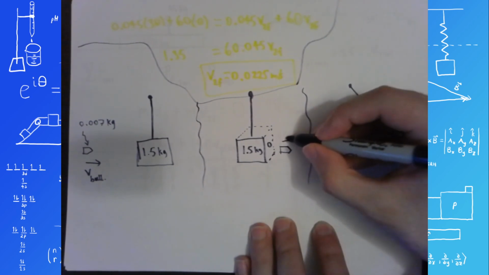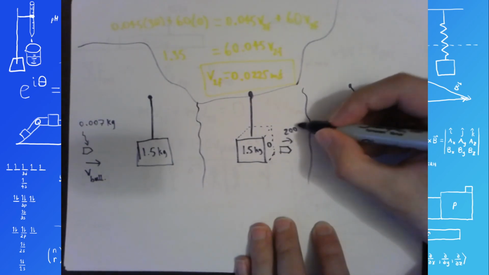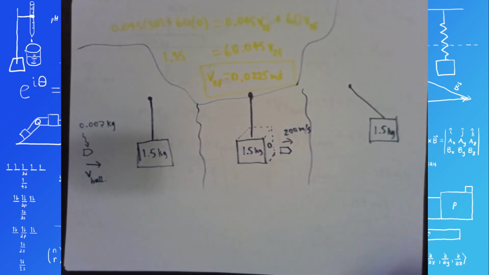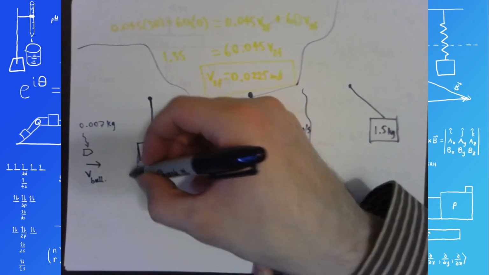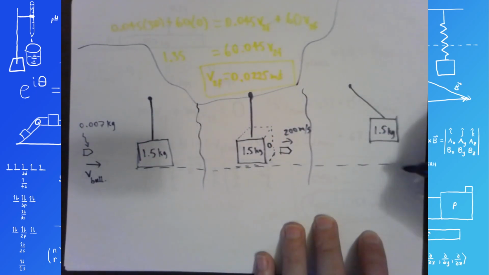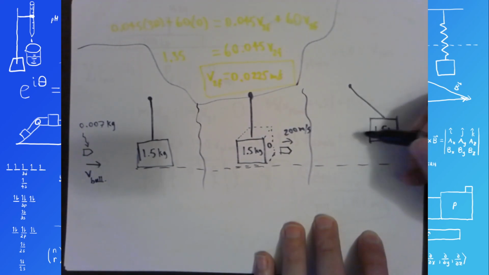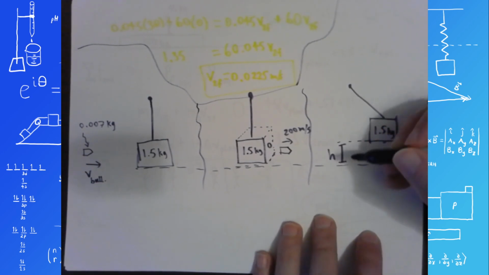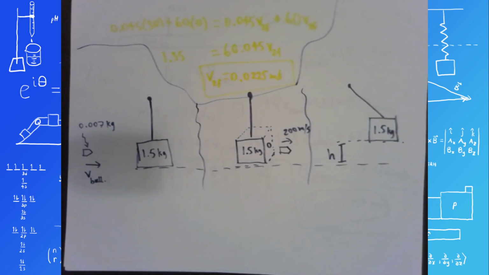The bullet emerges at, they said, 200 meters per second. And now the block is at some height above where it used to be. There's going to be some sort of change in height over here due to that kinetic energy converting to potential energy.